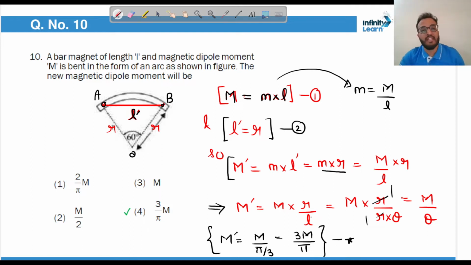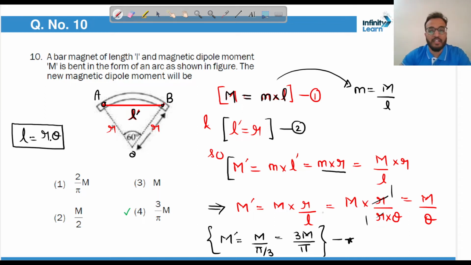R by L, what is L? L is R theta. We all know that arc length is equal to radius into theta. So I have written R into theta in the denominator. R and R get cancelled. The answer is M by theta. Theta is 60 degrees, that is pi by 3. So the answer is 3M by pi. That means the fourth option is correct.